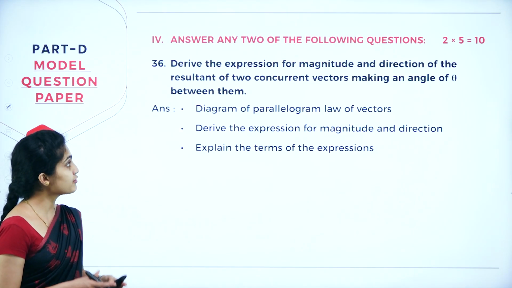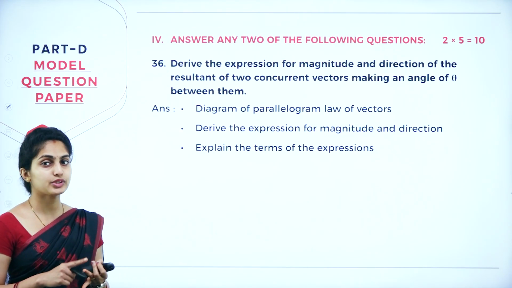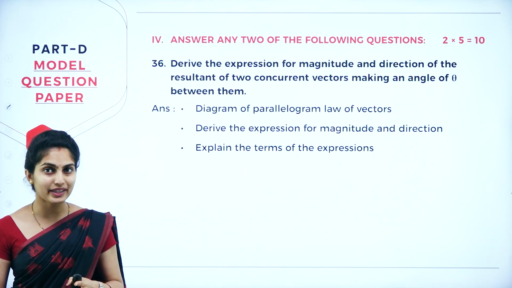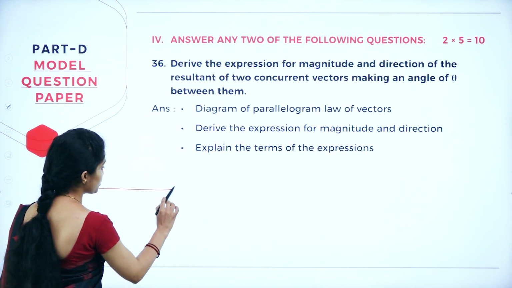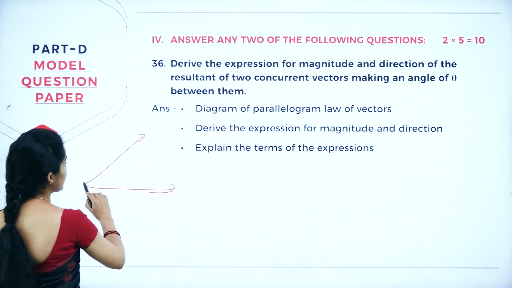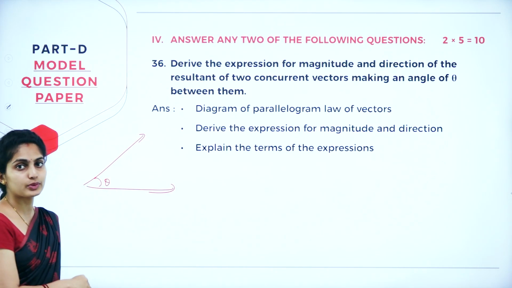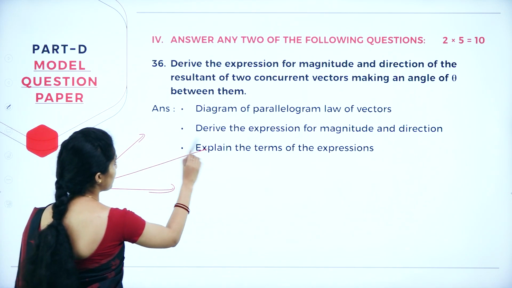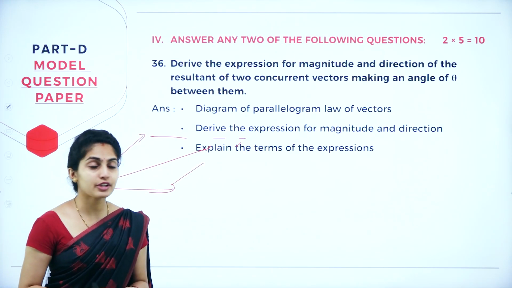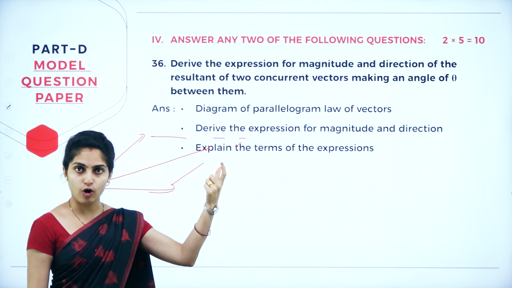So we have the expressions for the magnitude and direction of the resultant of 2 concurrent vectors, which make an angle theta between them. We are just studying the parallelogram law of vector addition. So we have to give the diagram of the parallelogram law of vectors.